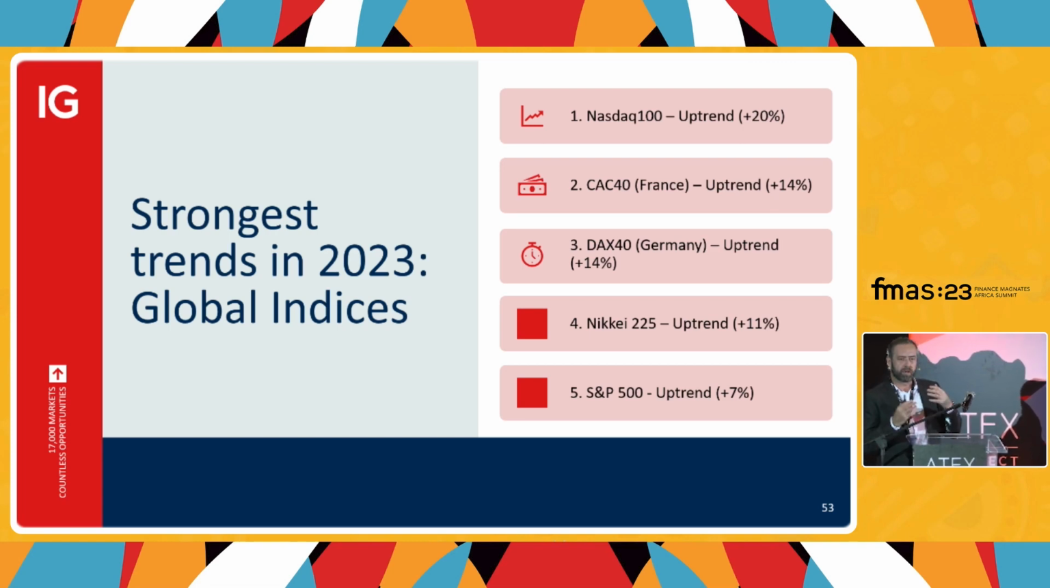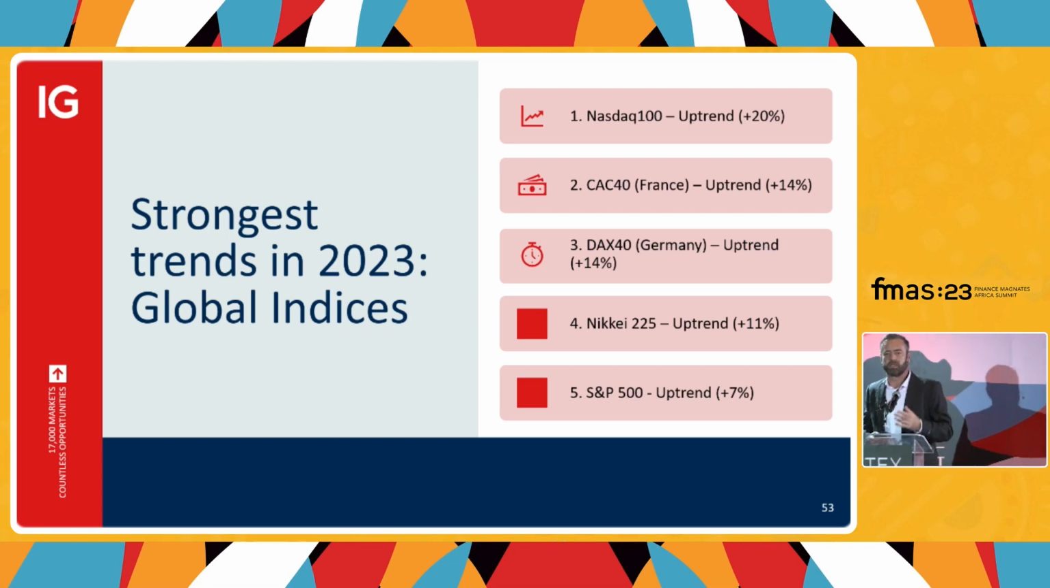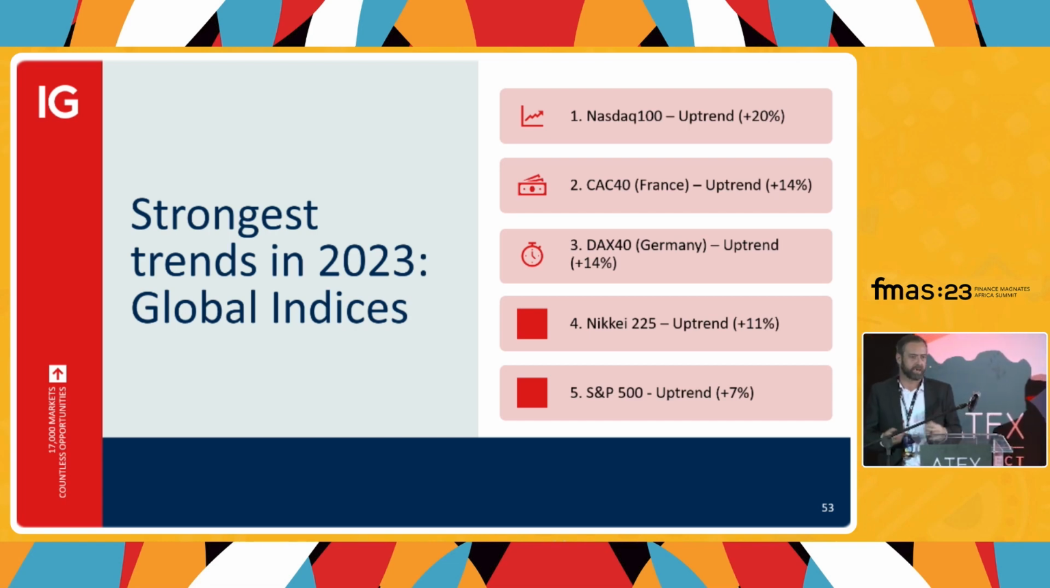When you look at global indices right now, the NASDAQ 100 is the top performing index. European markets are looking quite strong. The CAC 40 and the DAX 40 are also in strong uptrends. Then we have the Nikkei and the S&P sitting in fourth and fifth place in the ranking.